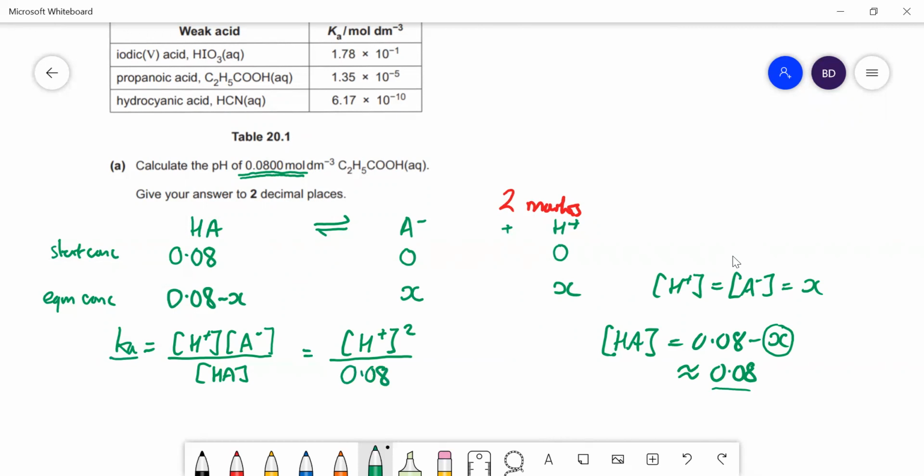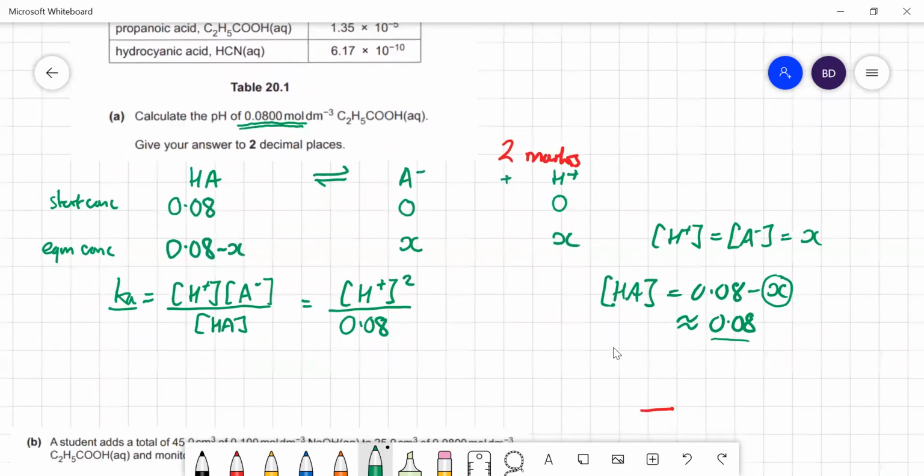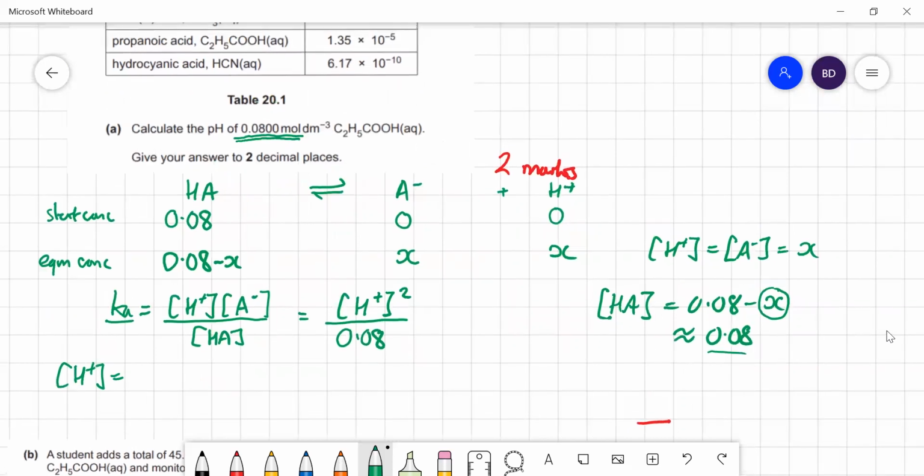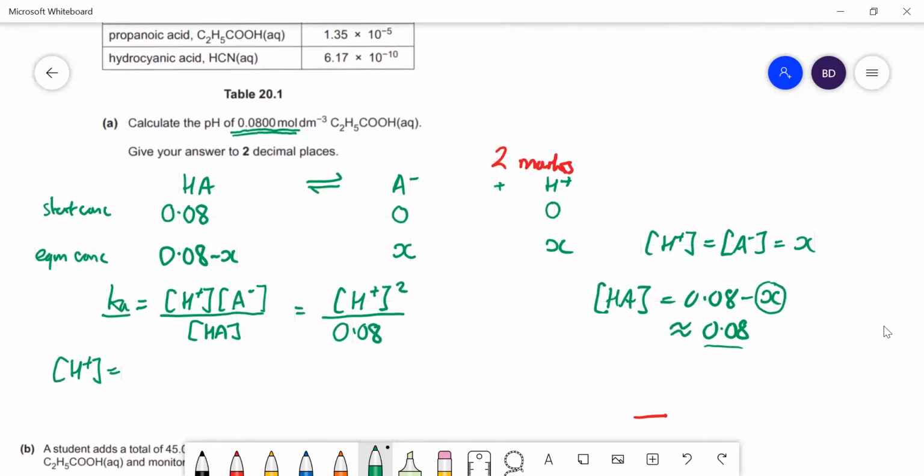Now we know the value of Ka, so we're just going to rearrange that to get H+. H+ squared is equal to Ka, which is 1.35 times 10 to the minus 5, multiplied by HA, which we said was 0.08. That is equal to 1.08 times 10 to the minus 6.